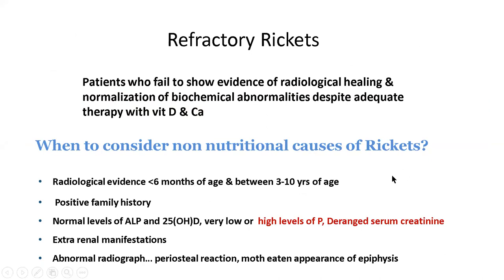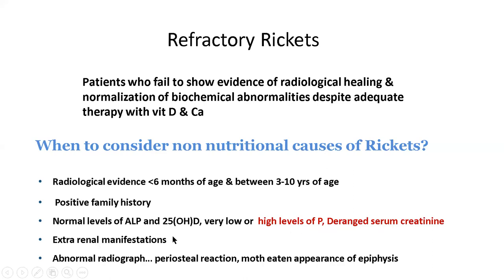It would be when there are radiographic changes in less than 1 year of age, or in a slightly older child, when there's a positive family history of rickets, when the serum alkaline phosphatase, which is universally elevated in nutritional rickets, is normal, and 25 OHD levels are normal. So normal levels of alkaline phosphatase and vitamin D, very low or high levels of phosphate, obviously, and deranged serum creatinine in cases of CKD.